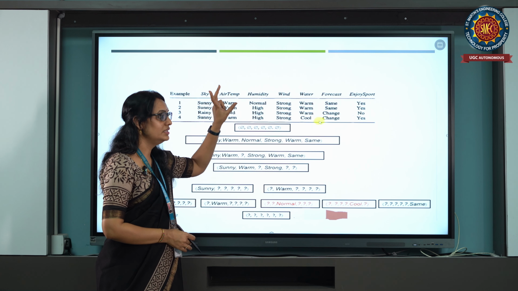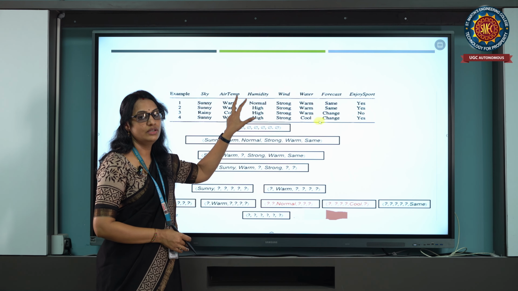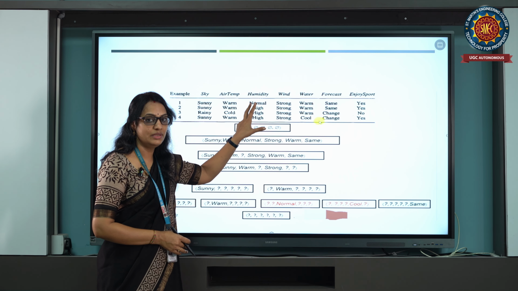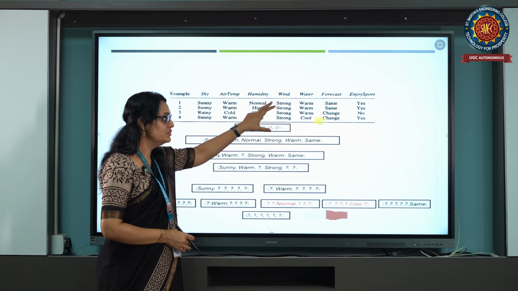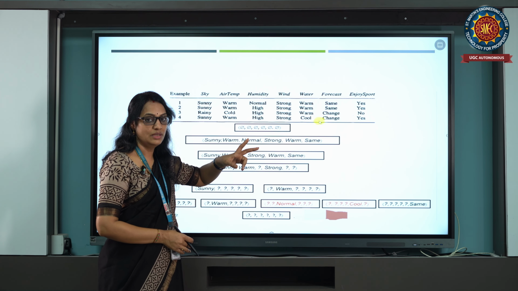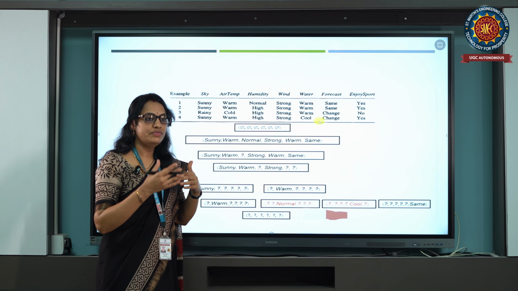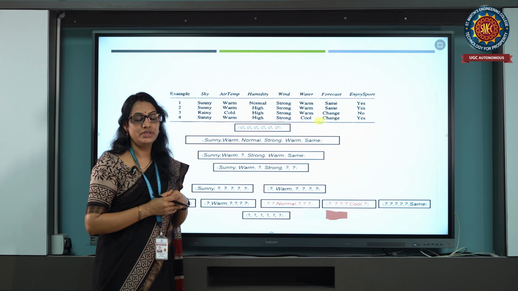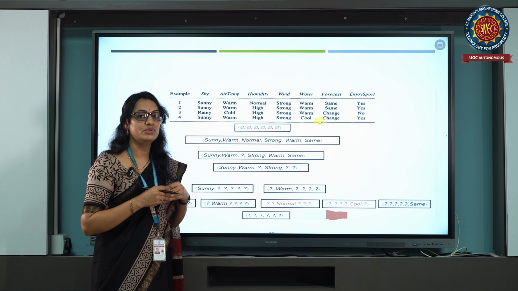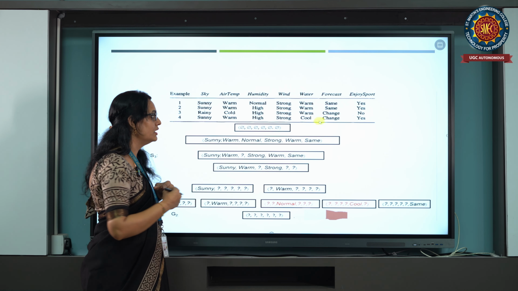I'm repeating that in the Find-S algorithm, we are not at all using the negative example. In candidate elimination, we are using both positive and negative examples. Why we should use the negative example is that, in order to get the accurate output, it is very much compulsory. We have to use the negative examples.